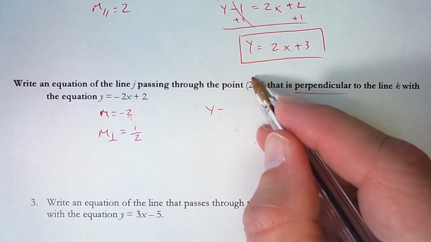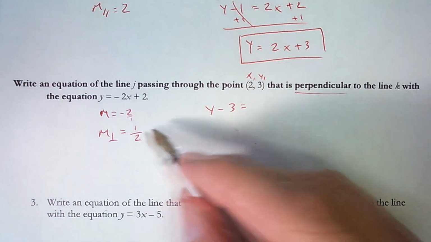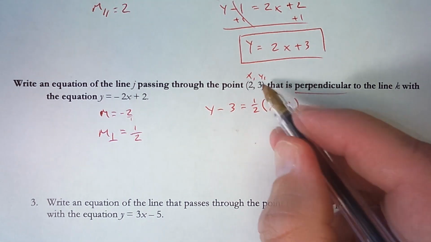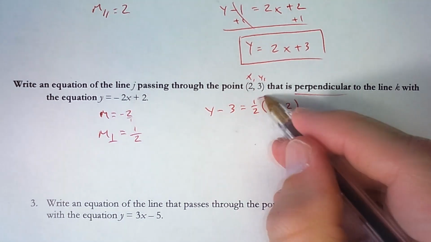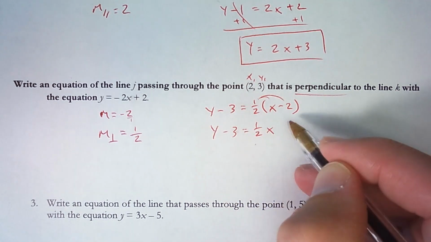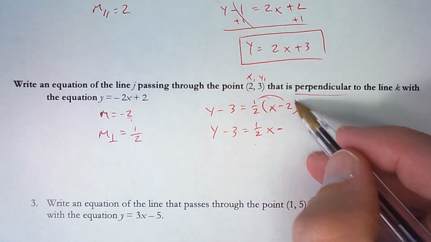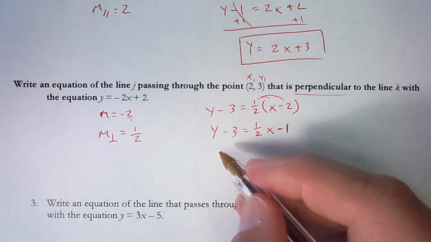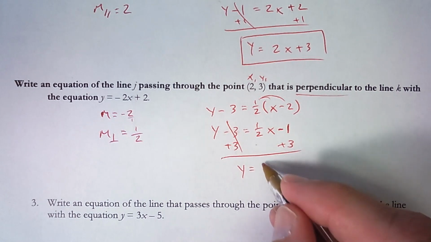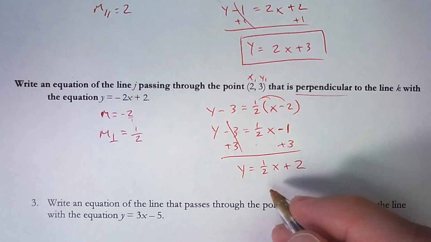So I have y minus, and here's my x1, y1, y minus 3 equals m, 1/2, times x minus 2. So I'll distribute that 1/2. Y minus 3 equals 1/2 x, and then positive times negative is negative. 1/2 times 2 is 1. And then I'll add 3. Y equals 1/2 x plus 2.